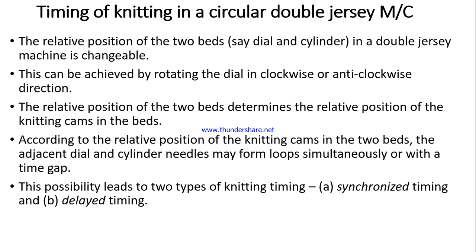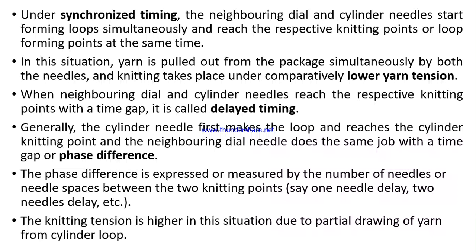So if there is a difference in the position of the cams in the two beds, there will be a change in the timing of operation of loop formation. Either the needles present in the dial and cylinder act simultaneously for loop formation, or they can perform with a significant time gap. This possibility leads to two types of knitting timing. One is synchronized timing, when there is no time gap or phase difference, or delayed timing, when there is a time gap or phase difference.